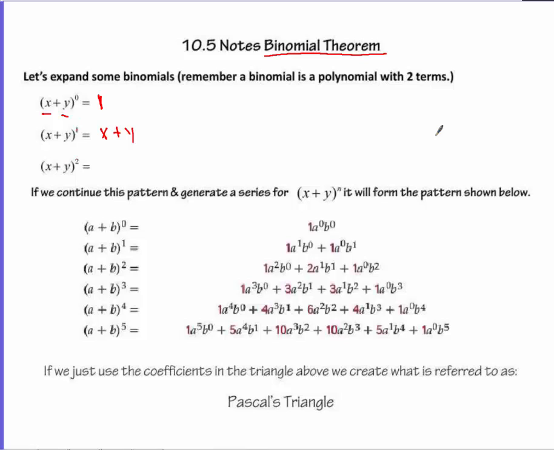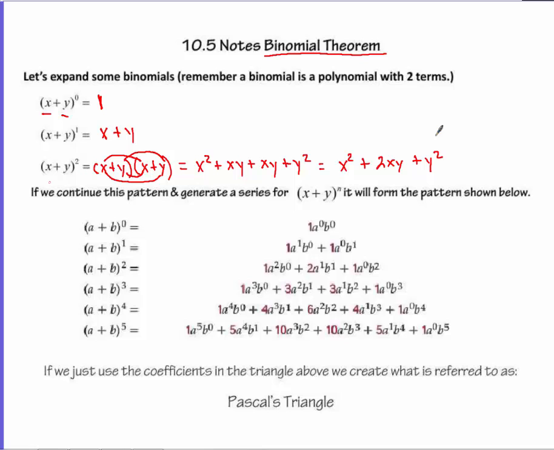So we're going up from 0, 1, 2, just like our sequences and series we've been doing. So x plus y squared is x plus y times x plus y, which if you FOIL is x squared, right? x times x is x squared, outside, inside, and then last. And we can combine like terms in the middle and get x squared plus 2xy plus y squared. Okay, so that's what x plus y squared equals.